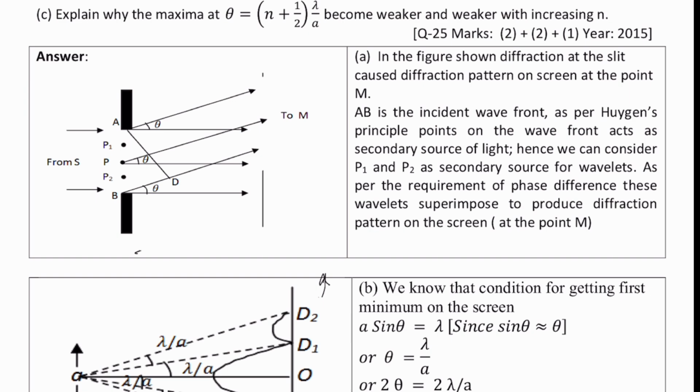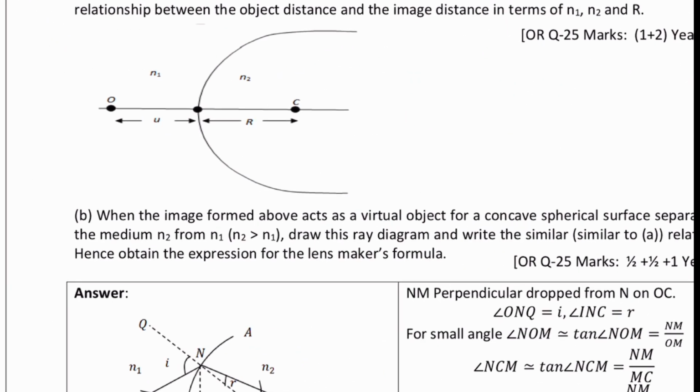A point object O is kept in a medium of refractive index N1 in front of a convex spherical surface of radius of curvature R, which separates the second medium of refractive index N2 from the first one.